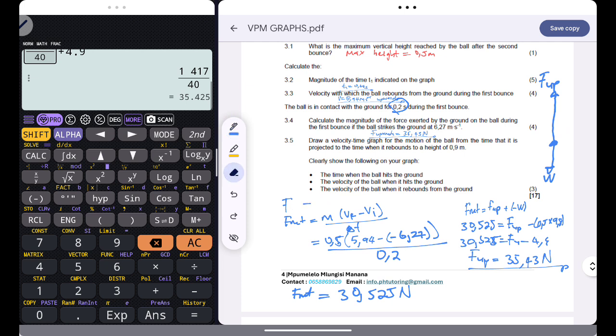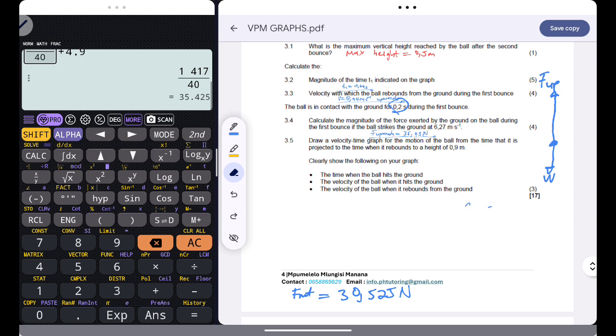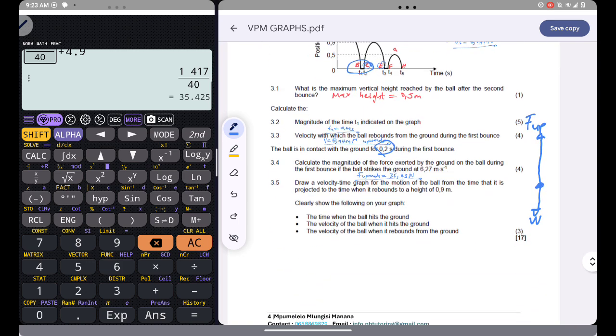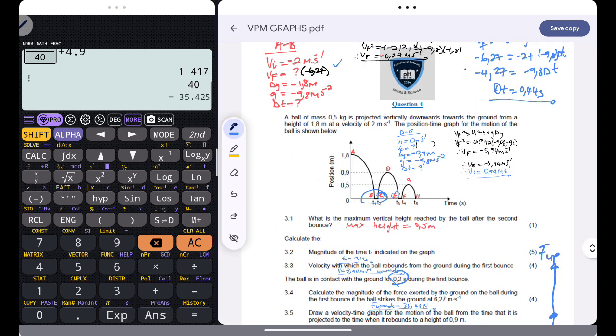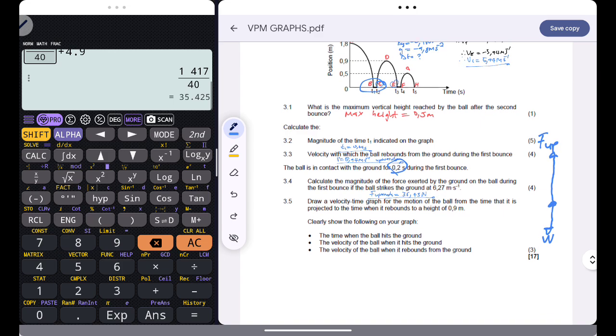Now they want us to draw the velocity time graph. Remember they have taken up as positive, right? They want us to draw a velocity time graph for the motion of the ball from the time that it was projected to the time when it rebounds to a height of 0.9 meters. So they want us to draw a graph from the start until the first maximum height. That's what they want us to do.